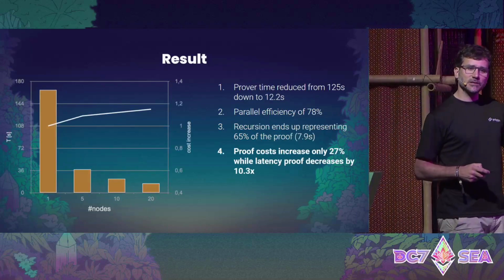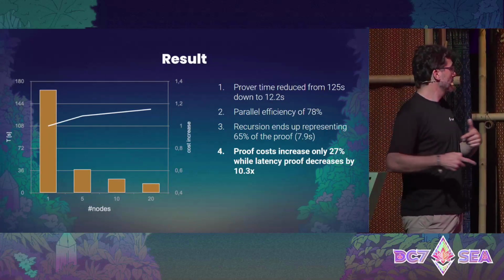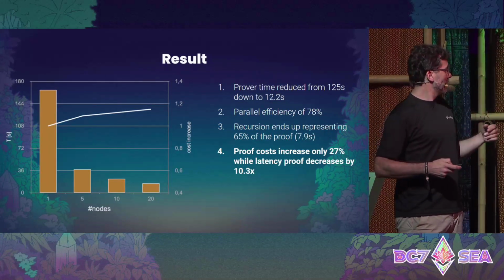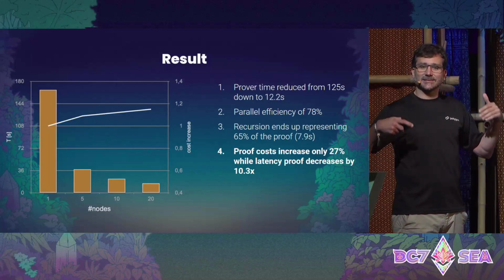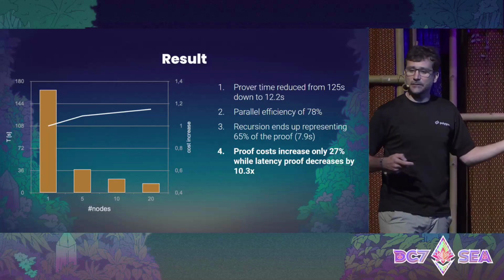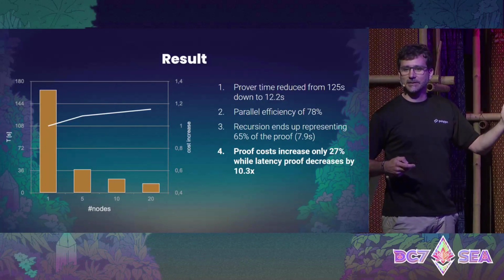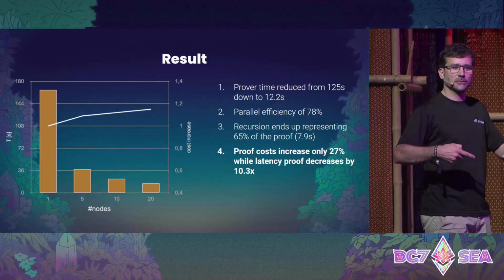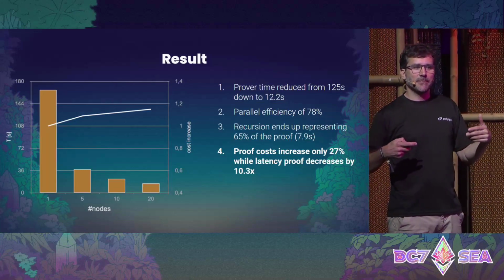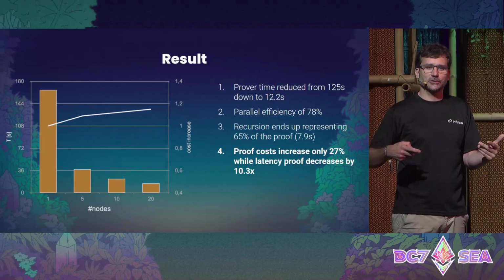And the most important conclusion here is that, as we have a good parallel efficiency, around 70%, we can decrease the latency by 10x. We have decreased the latency of the proof by 10x, while the costs have only increased 27%. So this is a very good situation to have, because basically it means that you can really decrease the latency without additional costs.